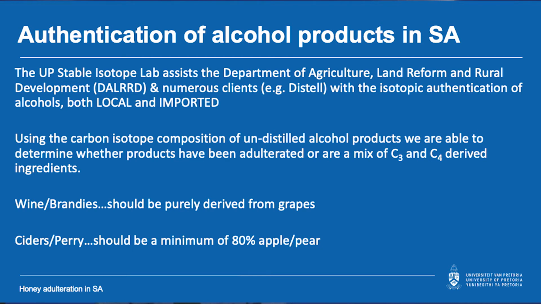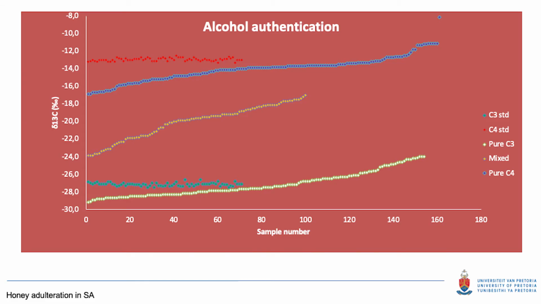So for an example, brandies and wines are made from grapes, which is a C3 plant. So you should be getting values of around -26 to -28 per mil in their carbon isotope ratios. Ciders and perries, which are made from apples and pears, also C3, should also come out with values of around -26 to -27. We can also use the carbon isotope ratios to work out the percentage C3 component, and we do that often with the ciders because the minimum standard is 80% apple product in that cider.